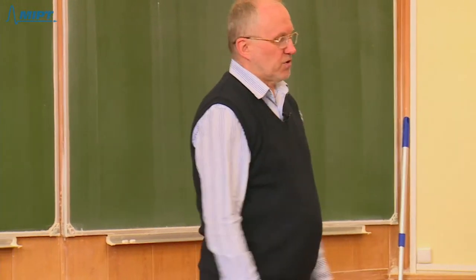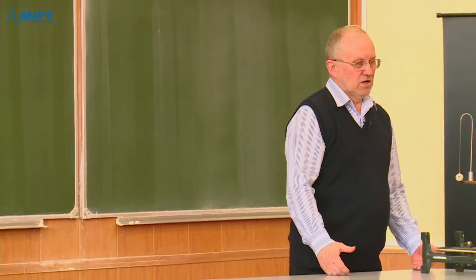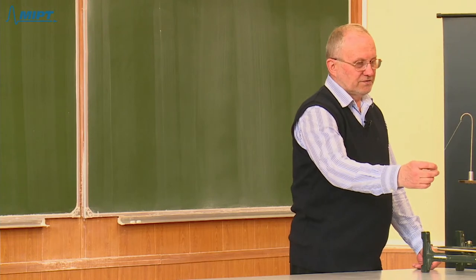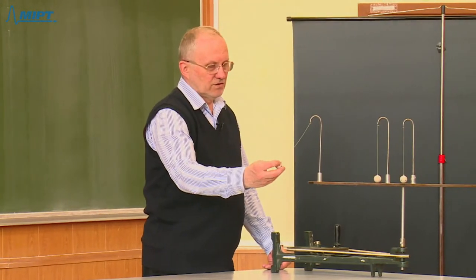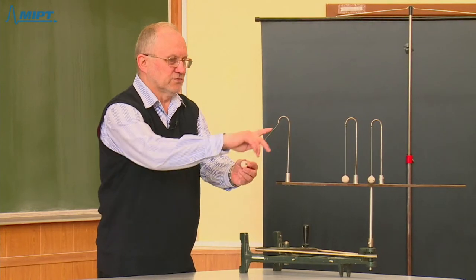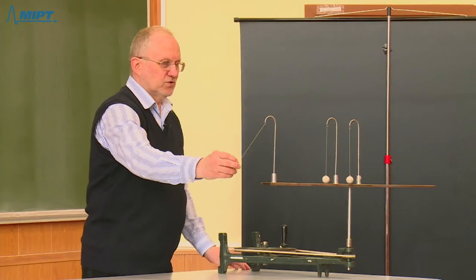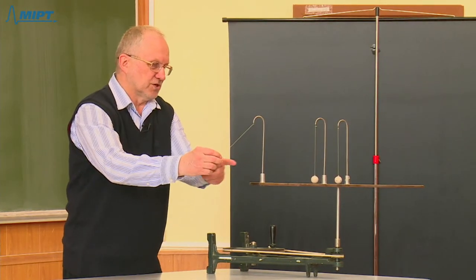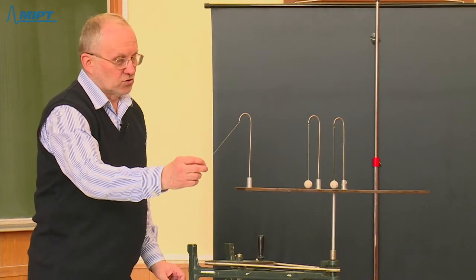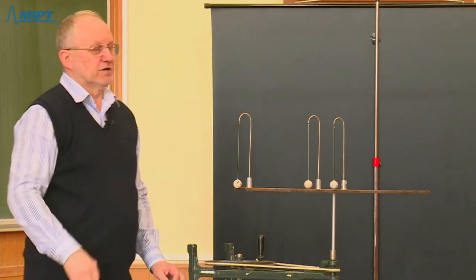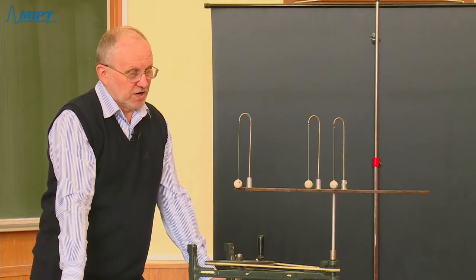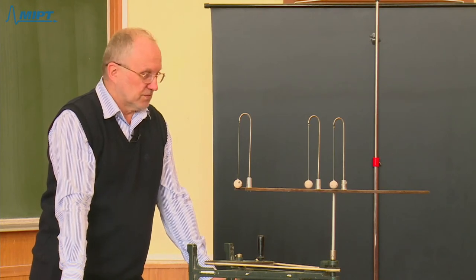When we look at the same experiment from the laboratory reference frame, we explain the same behavior using different arguments. We will say that the total force acting on this ball is the result of the force of gravity, which is directed downward, and the force of tension of this thread, and the two forces result in a net force which is directed to the central axis of rotation, and this net force causes the ball to accelerate, to have a centripetal acceleration.